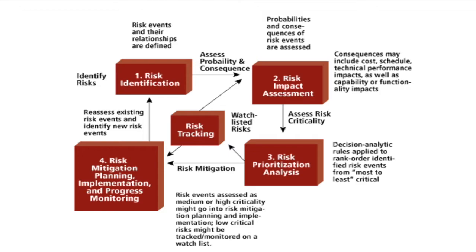After that, you have to assess the probability and consequences. In what situation can it happen, what are the chances, what is the likelihood that such a risk may come true, may happen to you, and if such a risk happens, what would be the impact. You have to keep on thinking along those lines. So when we say risk impact assessment, it is all about the probabilities and consequences of a risk event, and they are assessed. Consequences may include cost, schedule, technical performance impacts, as well as functional capability.